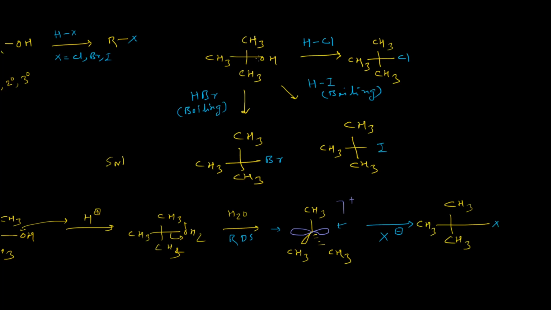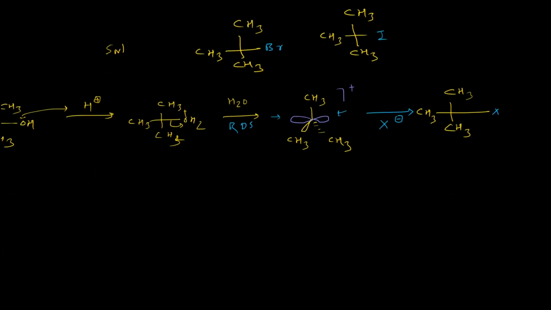As you can see, in case of tertiary alcohols, we don't need any kind of catalyst. We simply take the alcohol and treat it with the desired acid. If you want to convert the alcohol into the corresponding chloride, then you need HCl. Likewise, you apply HBr or HI, and then you will simply get the corresponding halide.